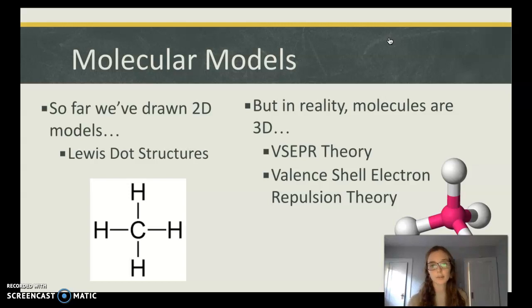We started to talk in class about how so far we've only been drawing 2D structures. Lewis dot structures are just two-dimensional. But in reality, we need to understand that molecular models, or everything around us, all these compounds floating around, are actually three-dimensional. So we can use VSEPR, or valence shell electron pair repulsion theory, to help us understand what these 3D structures are and what shape they take on.